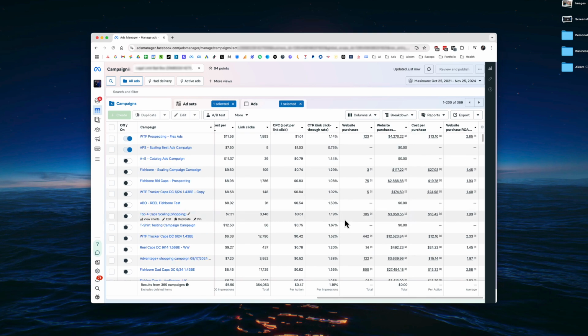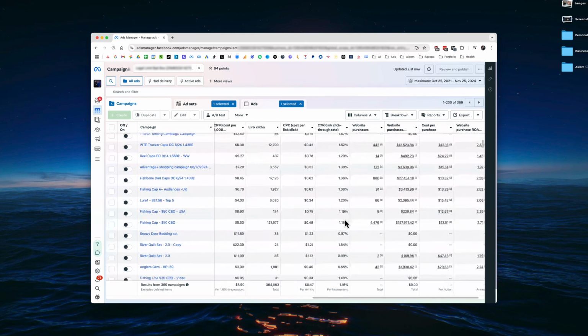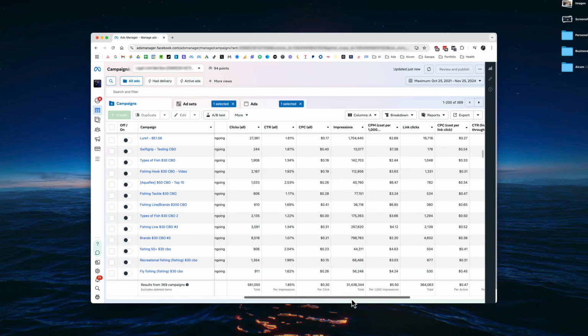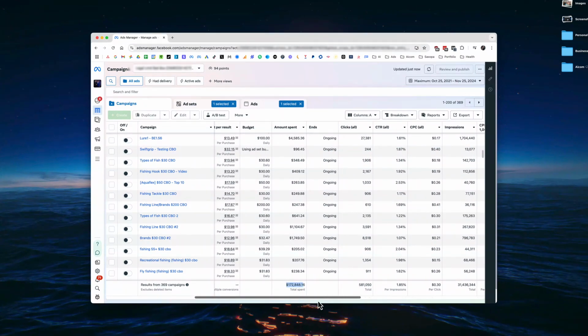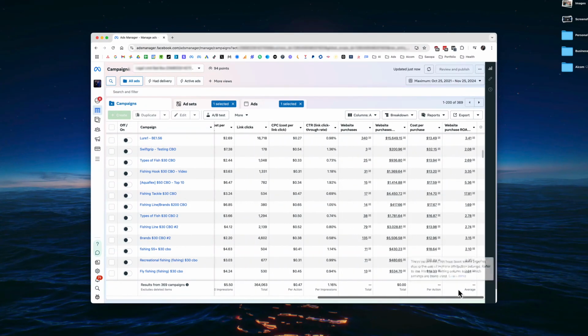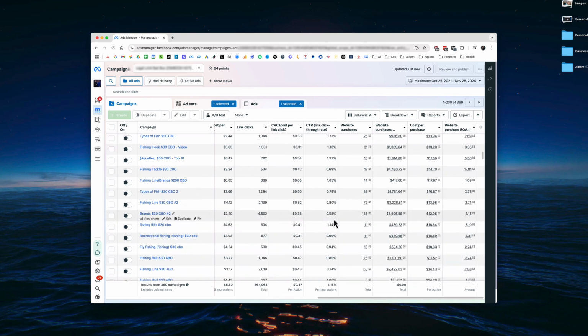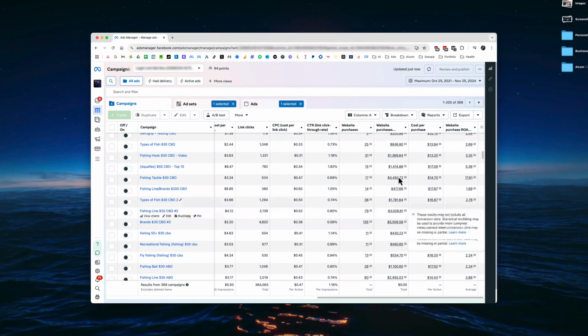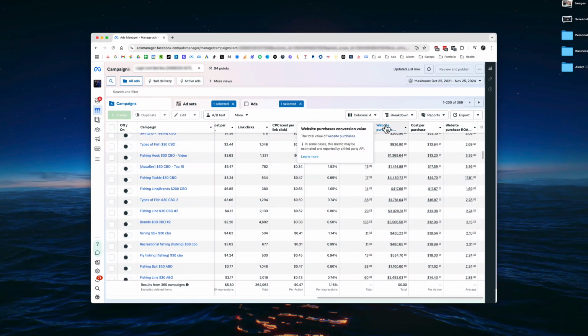So without going too deep into private stuff of this client, you can see that once again, we spent over $172,000 and then turned it into over 300K. The reason it's not adding up the numbers is because there's different campaign objectives, right? So it's not going to be able to add it up. But obviously you can see the website purchase conversion value over here per campaign.